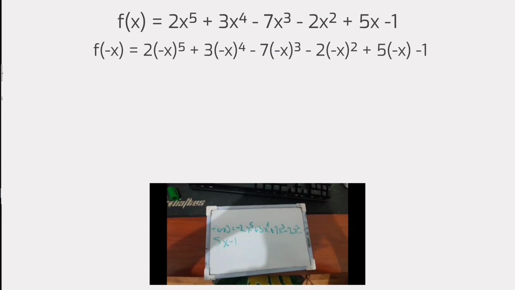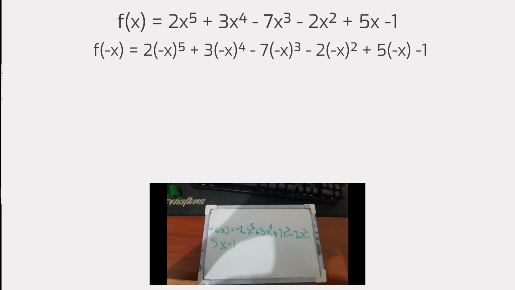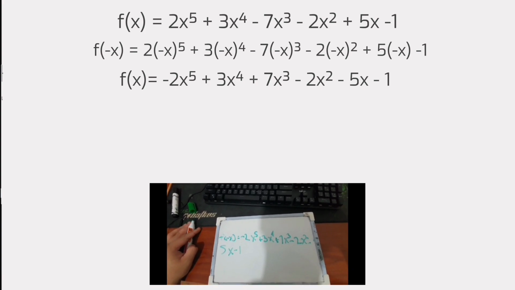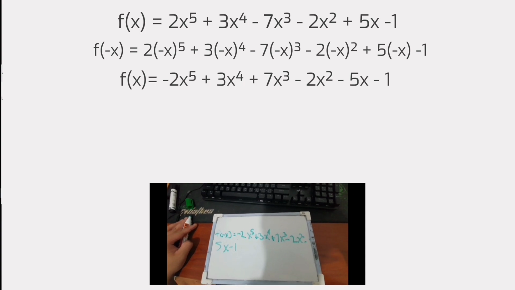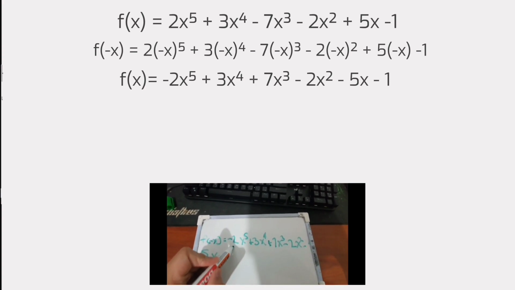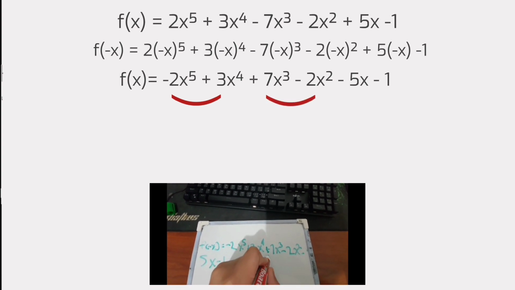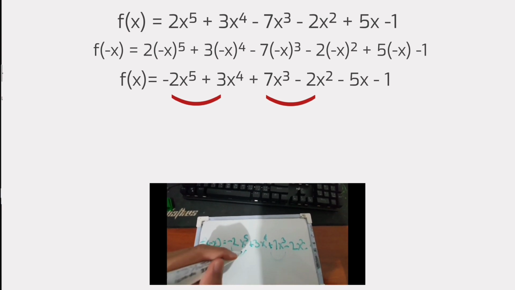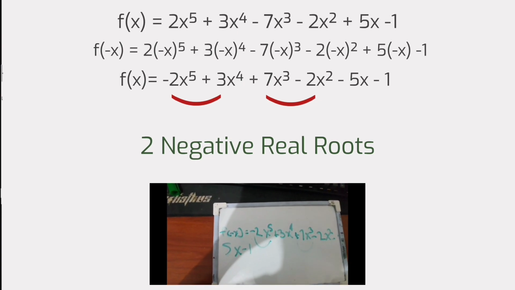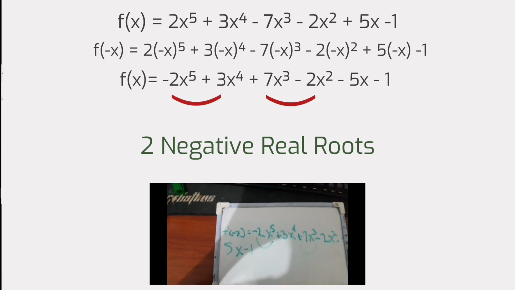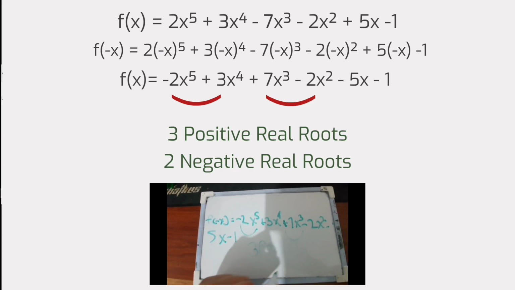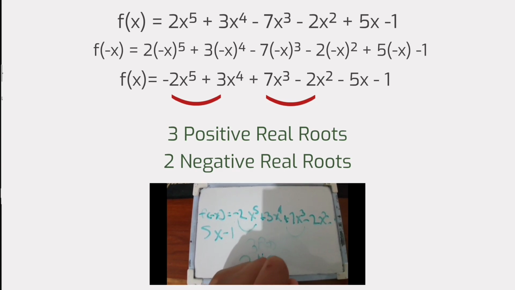Now we simplify this. After simplifying our given, it has become f of negative x equals negative 2x raised to 5 plus 3x raised to 4 plus 7x cubed minus 2x squared minus 5x minus 1. As you can see, we have two sign changes, 1 and 2. This means that we have two negative real roots. Therefore, based on Descartes' rule of sign, the polynomial equation has either three positive real roots and two negative real roots.